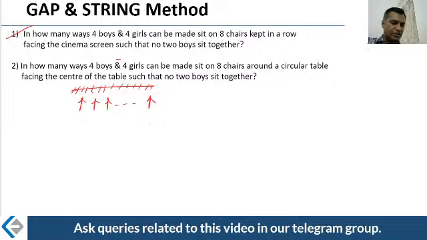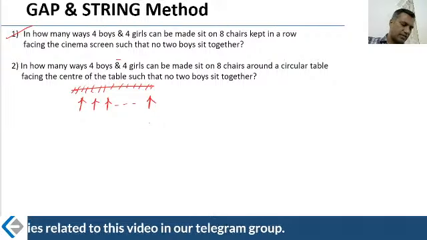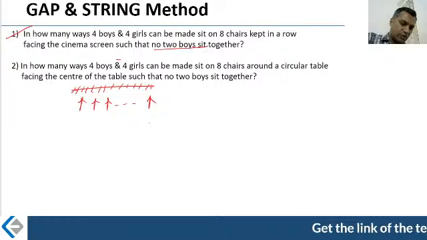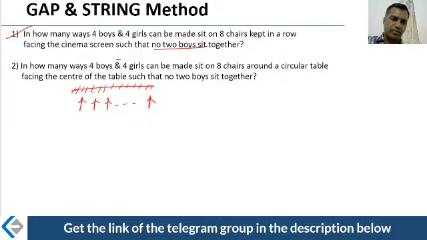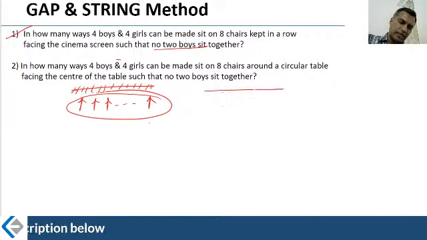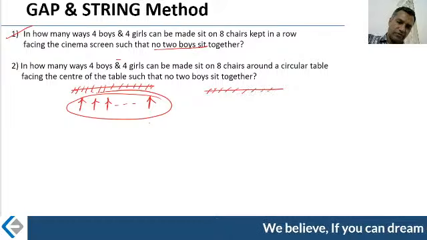How many ways? There are already 8 chairs, and 4 boys and 4 girls can sit so that no 2 boys sit together. Who should be separating them? Girls should be separating them. One way of doing this activity is to take all these chairs, keep them with you. First, tell the girls, please go and sit facing the cinema hall.